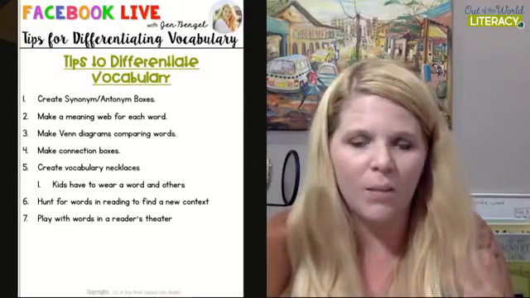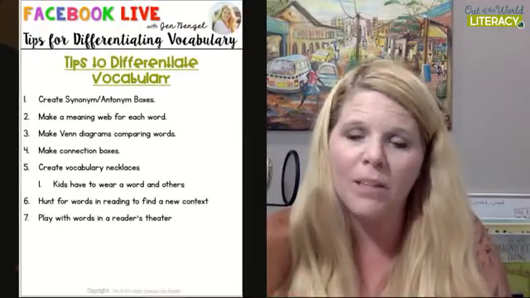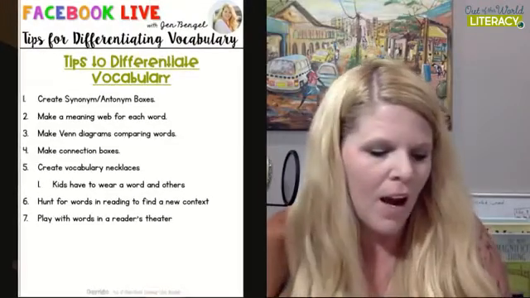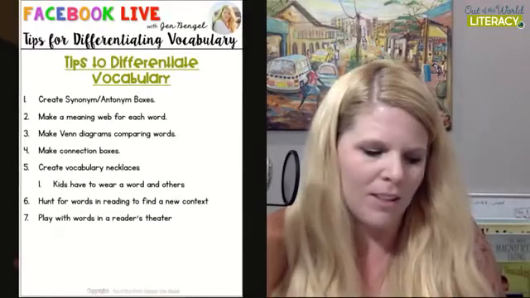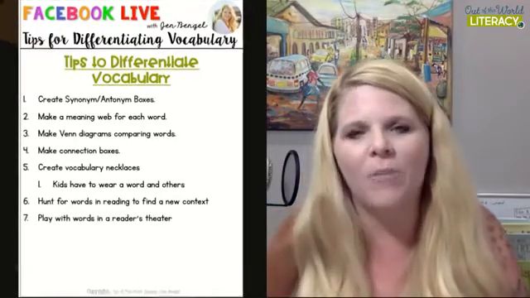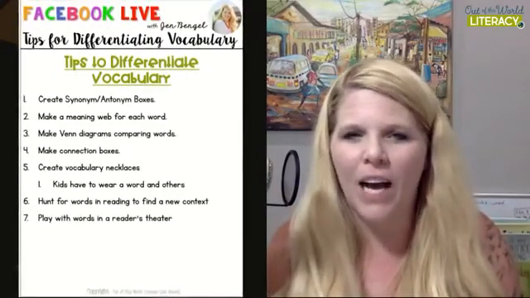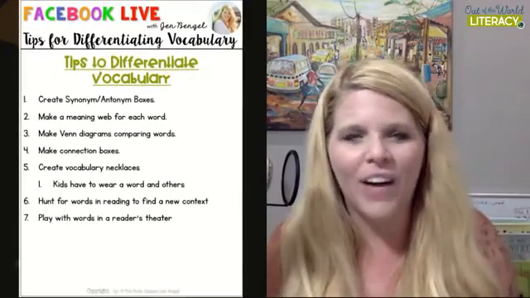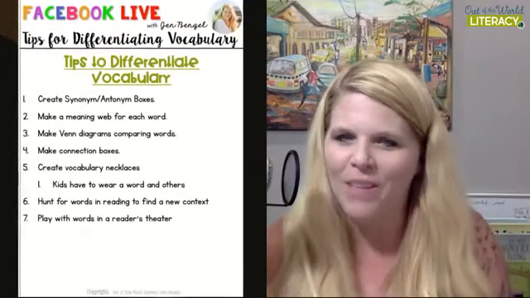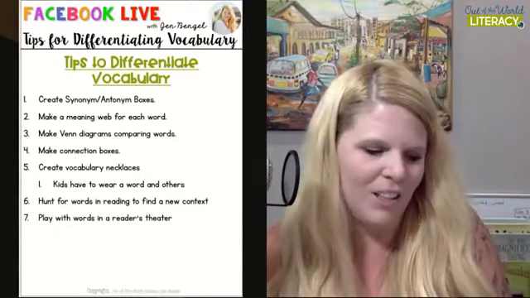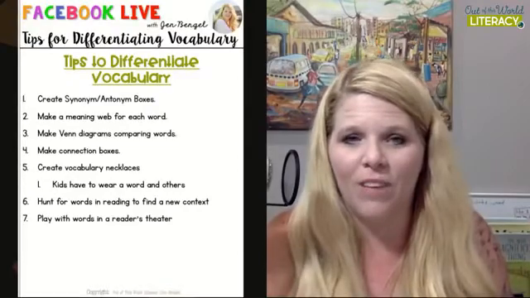I'll create synonym, antonym boxes. I will have the students make meaning webs because lots of words have more than one meaning. I'll have them make Venn diagrams and compare the words. I'll have them do connection boxes. Or one thing that I'll do is have them make a vocabulary necklace. They wear the necklace with the vocabulary word on it, and walk around, and all day everybody has to try and use that word in conversation with them, which is a really fun thing to do. You can also have them play with words in reader's theater, which is really fun.